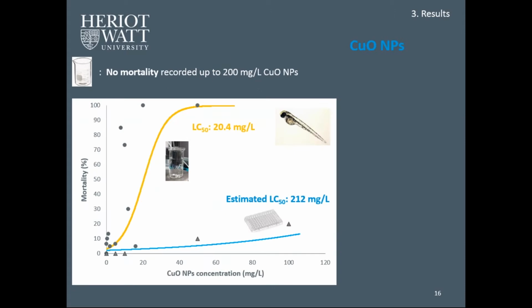The copper oxide nanoparticles have again the same pattern, higher toxicity inside the chamber with an LC50 of 20.4 milligrams per liter and an estimated LC50 of 212 milligrams per liter inside the plates, but no mortality up to 200 milligrams per liter in the copper oxide nanoparticles inside the glass beakers.